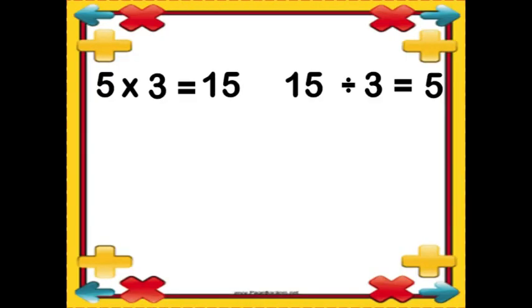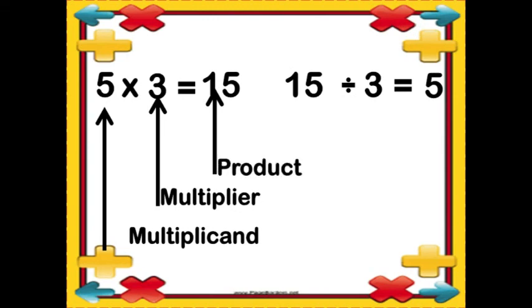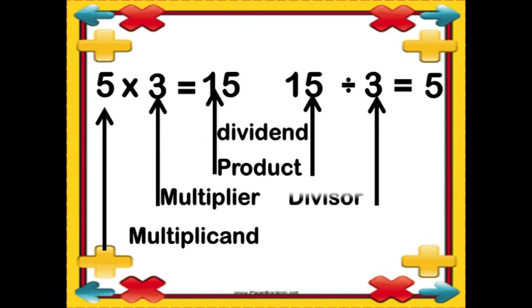So this is how it works. For example, we have here 5 times 3 is equal to 15 and 15 divided by 3 is equal to 5. As you can see, 5 times 3 is equal to 15 is our multiplication sentence, and 15 divided by 3 is equal to 5 is our division sentence. Division and multiplication have their parts. Let's find the parts of multiplication first. 5 is the multiplicand, 3 is the multiplier and 15 is the product. In division, 15 is the dividend, 3 is the divisor, and 5 is the quotient.